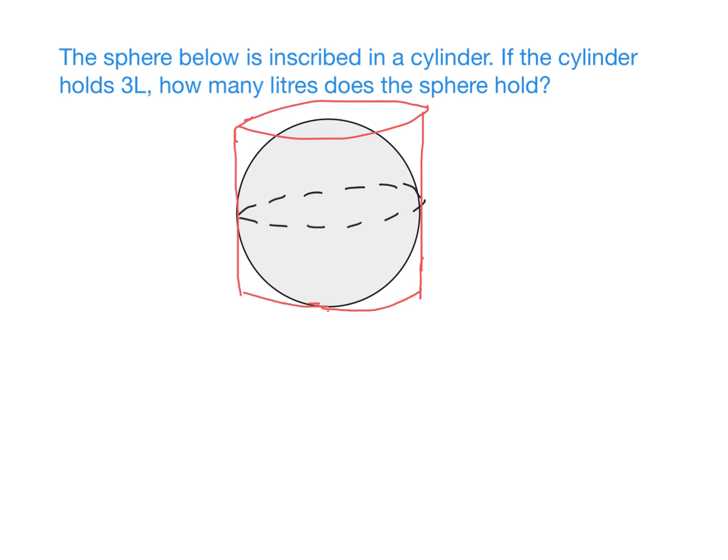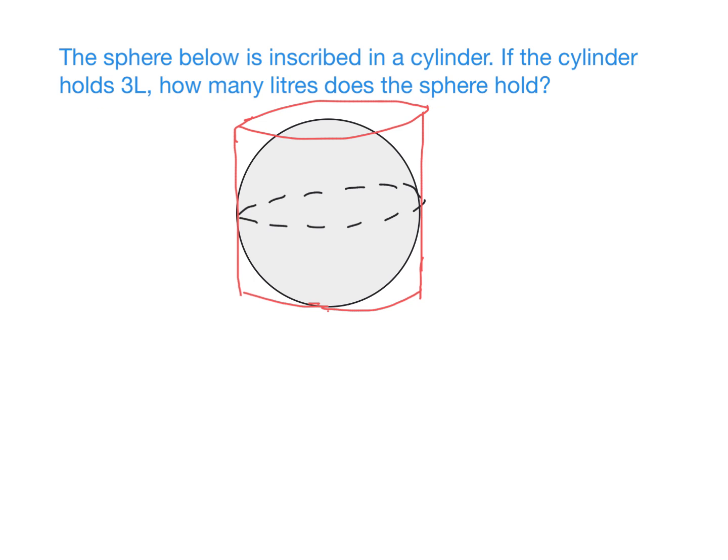All right, let's look at some more problems. So here we're told that the sphere below is inscribed in a cylinder. That means the sphere fits perfectly in the cylinder. It's touching at all of these places. Sorry, I know I'm a terrible drawer. So we're told the cylinder holds 3 litres. How many litres does the sphere hold?